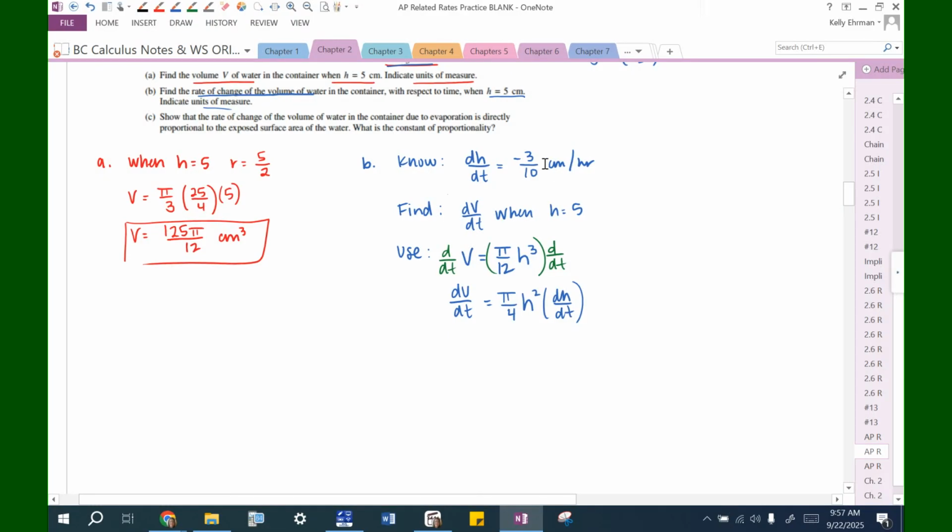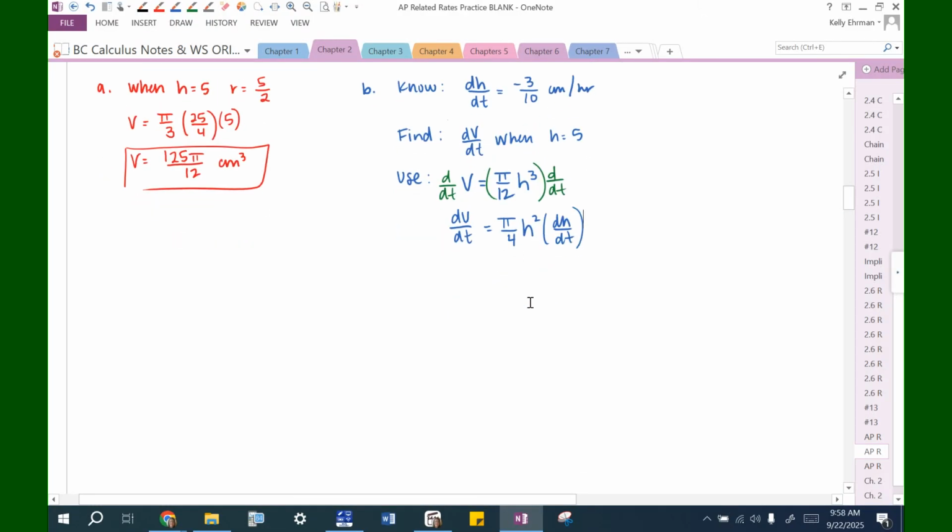We have dH/dt, it's negative 3/10. We're supposed to plug in H as 5. So dV/dt when H equals 5 is equal to 25 pi over 4. I just put in 5 squared there, times negative 3/10. I can do a bit of simplifying here. I can divide by 5, divide by 5. So I'm getting dV/dt when H equals 5 is negative 15 pi over 8.